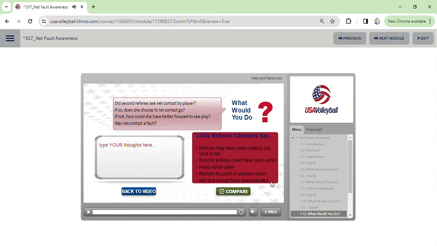To better position herself to see this type of low net contact, the second referee could have been a bit wider to the net. She might also need to keep her vision open and not over-focused to enable better view of the entire net in the vicinity of the play.